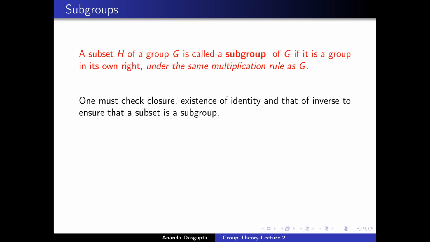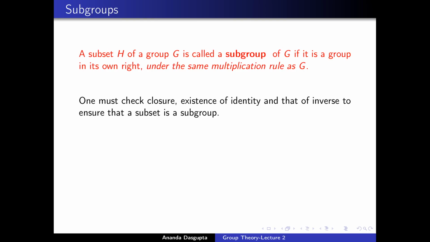And finally, the thing that you have to check is whether, given any element of the subset, its inverse is also in the subset. Of course, the inverse is somewhere in the group. Has to be because of the original properties of the group. But the important thing to check is whether it is also in the subset or not. Only when all these checks are passed is a subset eligible to being called a subgroup.